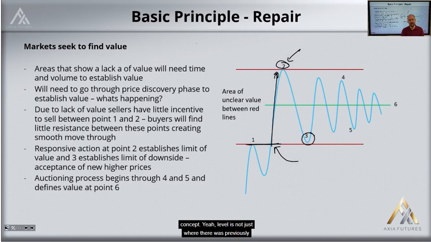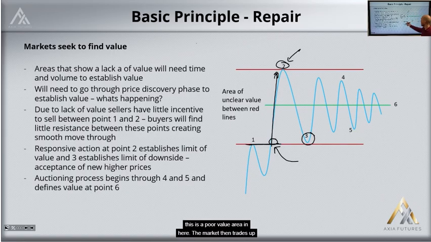If you think back to a switch trade that we talked about in the first week, similar kind of concept. A level is not just where there was previously resistance or support, but it's also the point where control is gained. Buyers gain control here as they drive the market into an area lacking value. And as you come back down there, you then get reaction and responsive trade to that. This limits the downside, and this is what repairs this area.